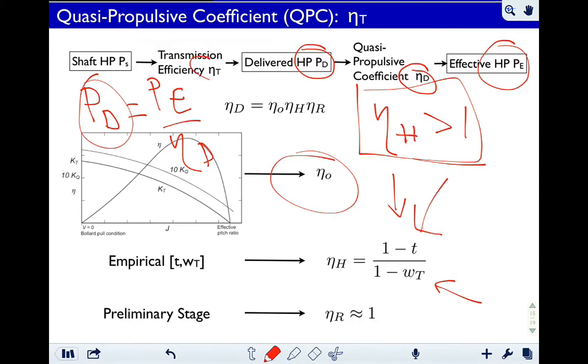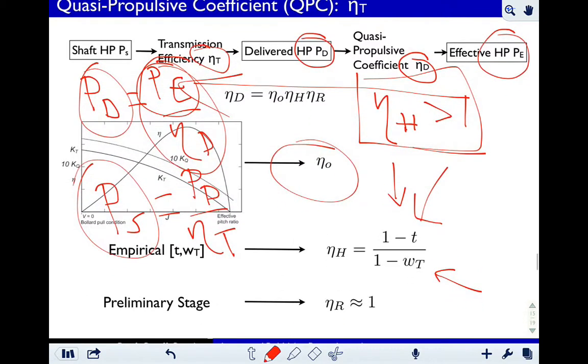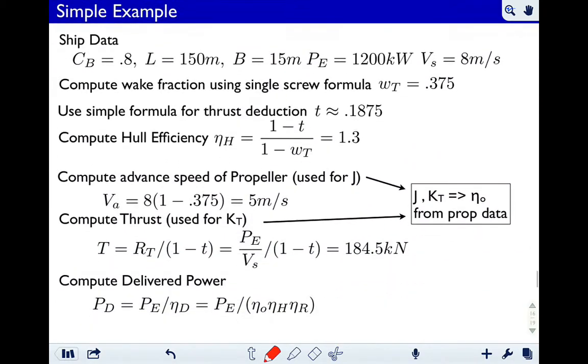And if you know the transmission efficiency, then you have PS is going to be PD over eta T, which is pretty close to 1. So that allows you to get from your effective horsepower to your shaft horsepower, which is the horsepower you need, your actual engine horsepower. So it passes through all these efficiency factors as you go along. And we're looking to compute all of those. The transmission efficiency, we're just going to assume some numbers.